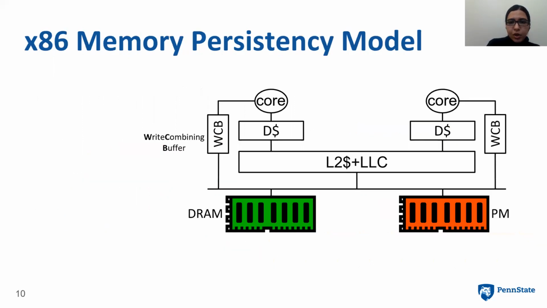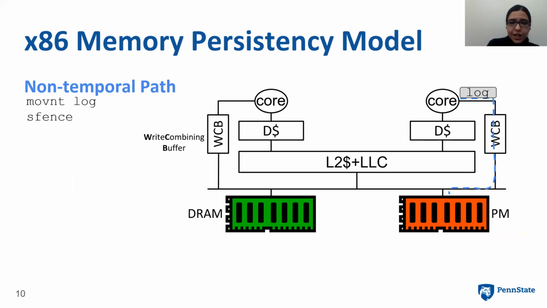The x86 memory persistency model provides two paths to PM. First, the non-temporal path, which bypasses the cache hierarchy and goes through the write combining buffer, or WCB. This path is useful for updating memory locations that are not going to be accessed in the near future, as they will not be cached. Consequently, this path is a perfect candidate for persisting undo log entries, as we access these memory locations only upon failure, which rarely happens. This path is exercised by issuing movnt-like instructions and a subsequent sfence to ensure it reaches PM.